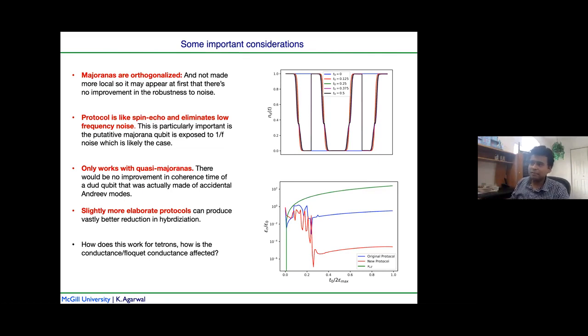Like I said, you can imagine more elaborate protocols which reduce the hybridization by 5 orders of magnitude. How does this work for tetrons? I believe there should be something very similar: a quantum dot shuttling charge between two wires. There are a few other things that we're thinking about, such as what happens to conductance measurements in this particular case.